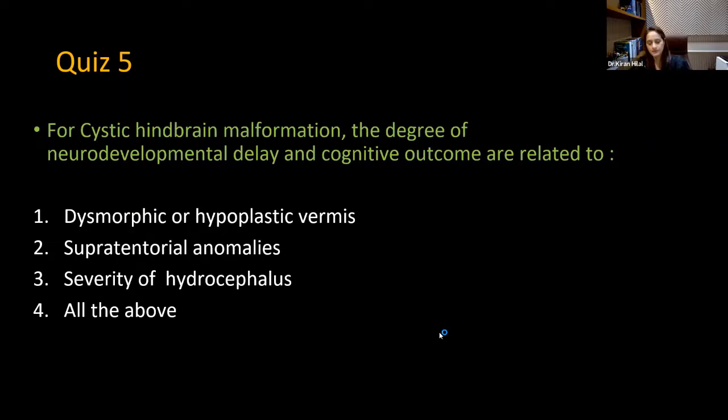So how, as a radiologist, neurosurgeon, or neurologist, do you predict their clinical outcome and neurodevelopmental outcome? I will not take much time on it. So 90%, the majority of you, are thinking all of the above, and some of you are thinking of the severity of the hydrocephalus. Now let me stop sharing this result and see the answer.